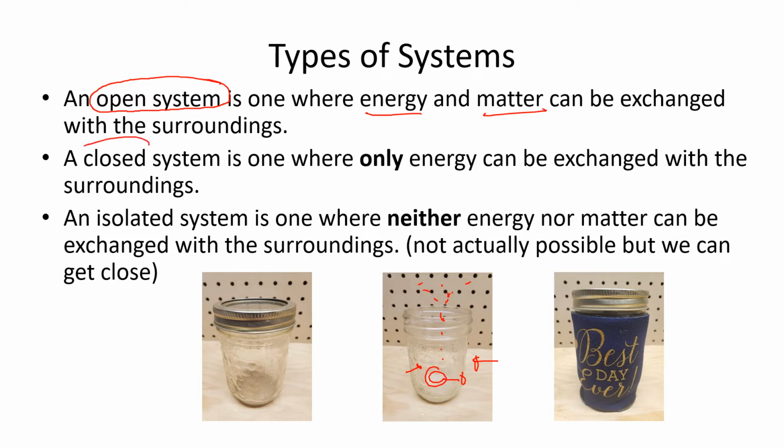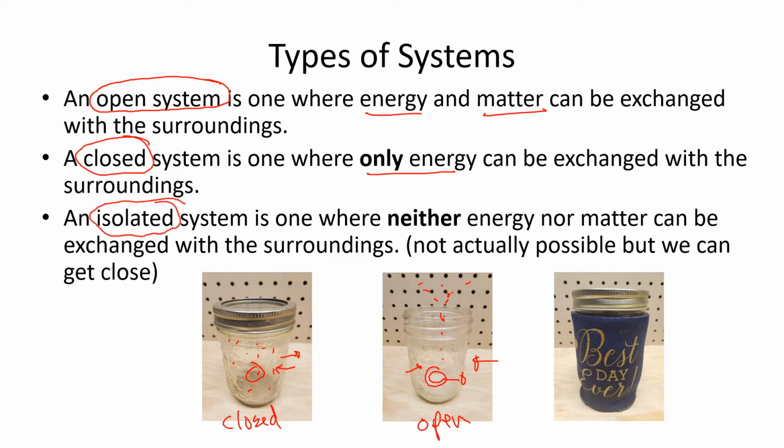The second one's called a closed system. Only energy can be exchanged with the surroundings. Everything else has to stay in there. So that'd be this guy. This is closed, and this is open. If something evaporates, it's going to stay in the jar, but still energy can go in and out through the sides of the glass here.